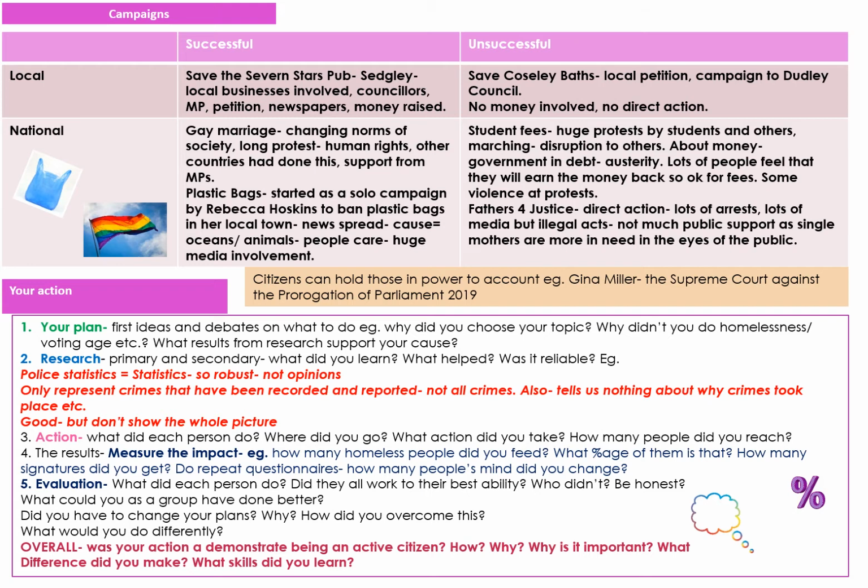Unsuccessful national campaigns then, we've got student fees.